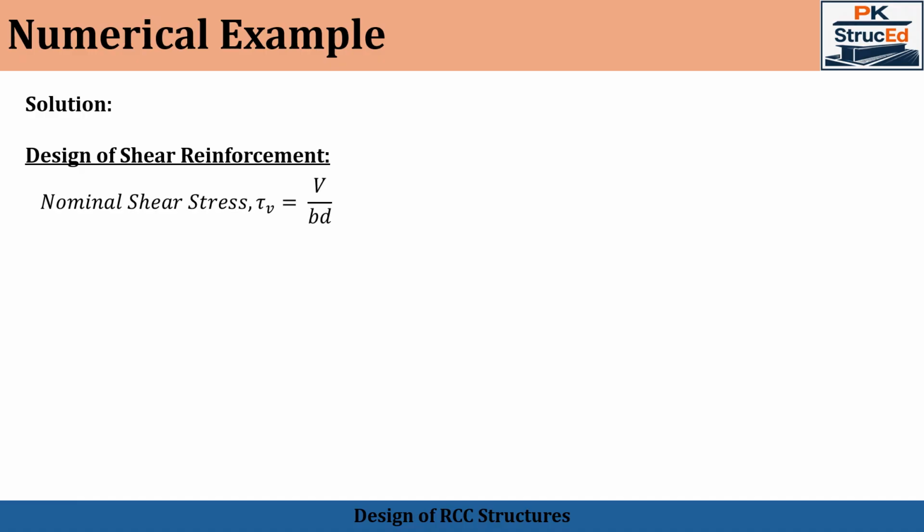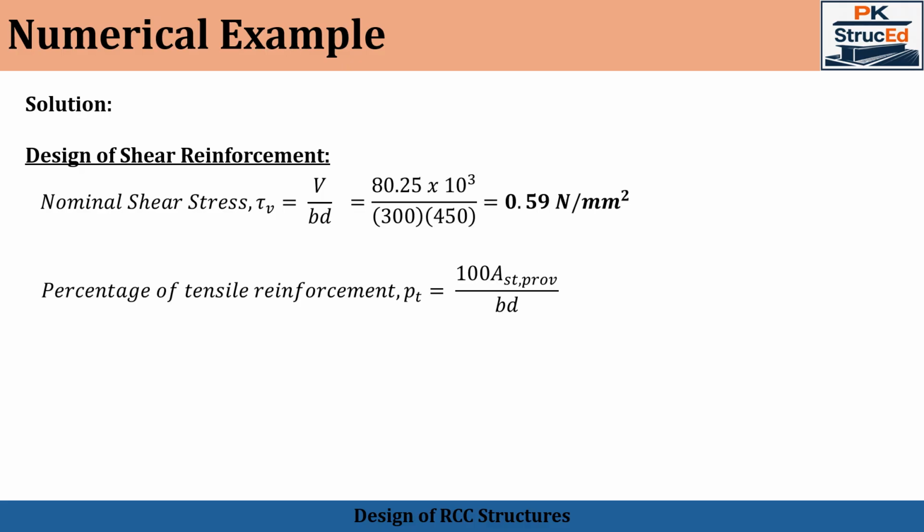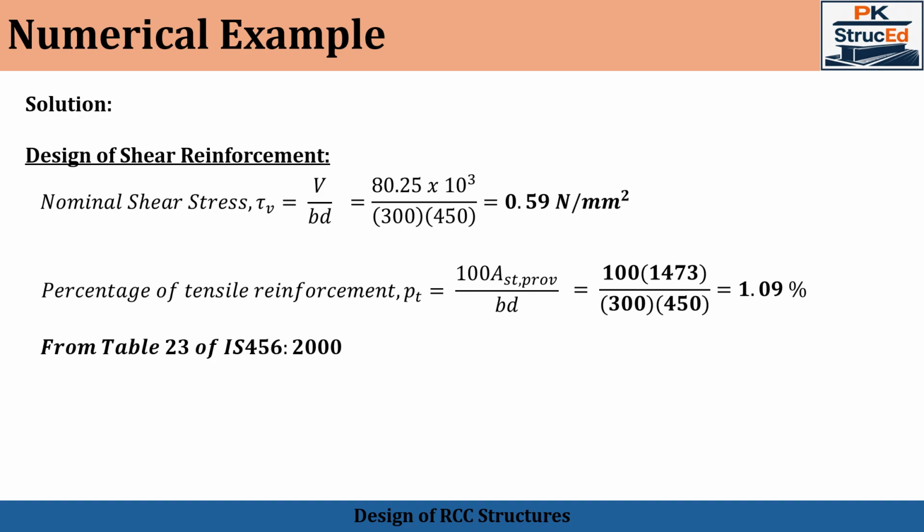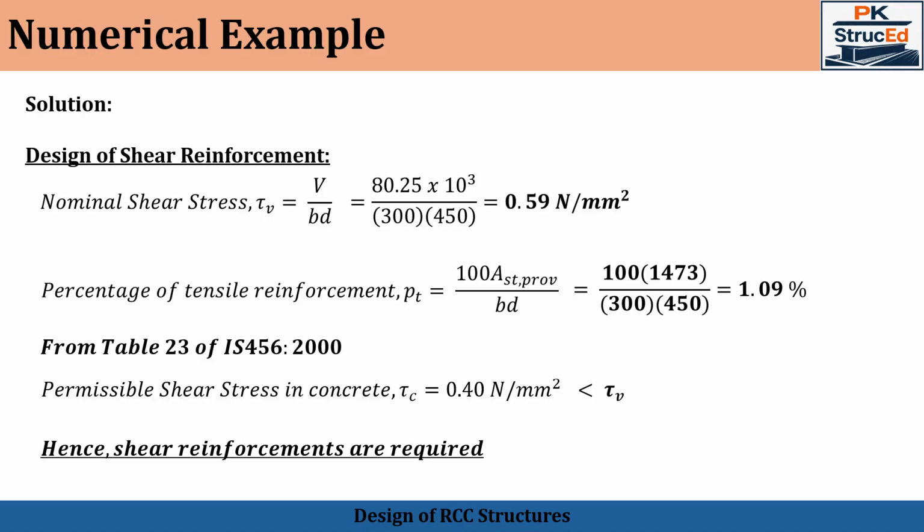The procedure remains the same. The nominal shear stress will be calculated. Then the percentage of steel reinforcement; here the tension reinforcement alone will be considered and not the compression reinforcement. This will be calculated as 1.09%. Based on this value and the grade of concrete M20, from table 23 of IS 456-2000, the permissible shear stress in concrete tau c will be 0.4 Newton per mm square. This value is less than the nominal shear stress of 0.59 Newton per mm square. Hence, shear reinforcement is required.